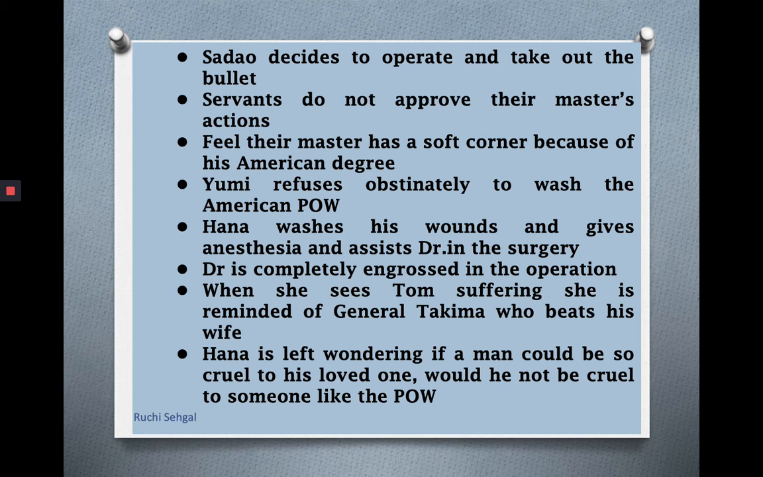Now comes another important part in the story. When Hannah is assisting the doctor, she looks at the red scars on the neck of the POW. His name is Tom, by the way. And when she looks at that, for some reason she is reminded of the fact that General Takima used to beat his wife. And when she thinks about that, she is left wondering, if a man could be so cruel to his loved one, would he not be cruel to someone like the POW? So now you understand, essentially, she is thinking, what will happen when we turn him over to the police? So probably that is going on in her mind when she's looking at the scars of the prisoner of war.